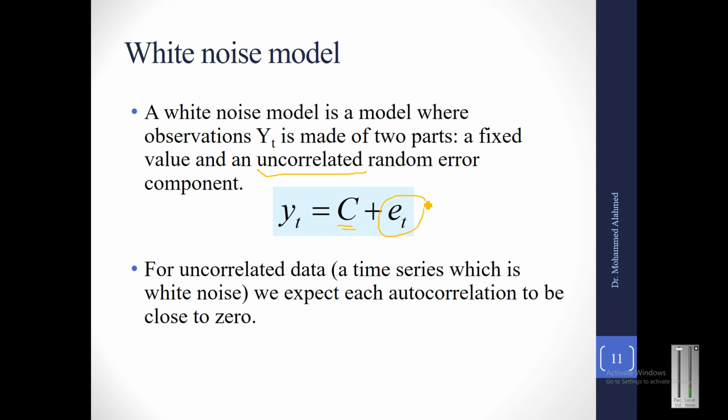If you remember the initial lectures on time series, where we had seen that for a given yt we had forecasted using 8 different methods, right? Average, median, last 4, last 3, and all those things. If you remember that particular example, that is nothing but a white noise model. So we are given a constant plus some error value. For uncorrelated data, a time series which is white noise, we expect each autocorrelation to be 0.